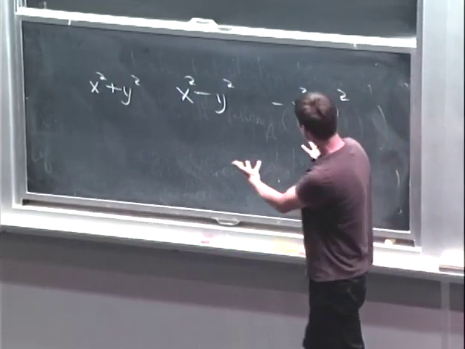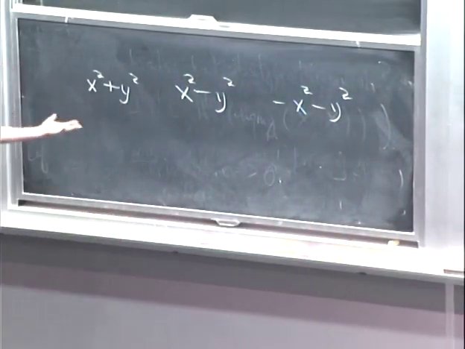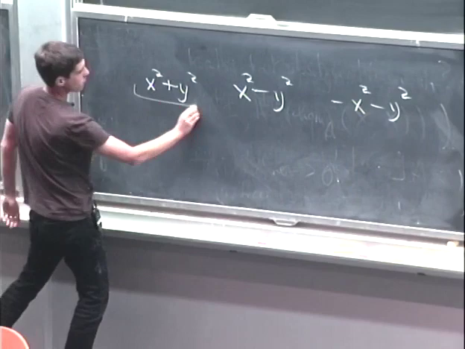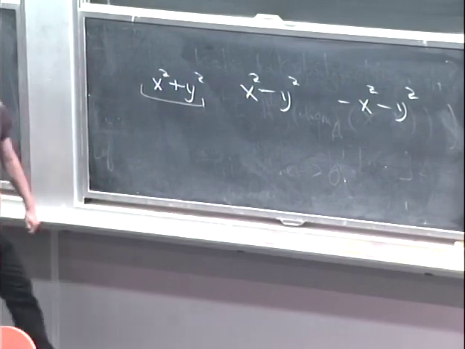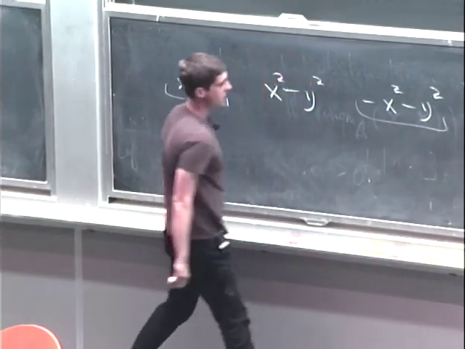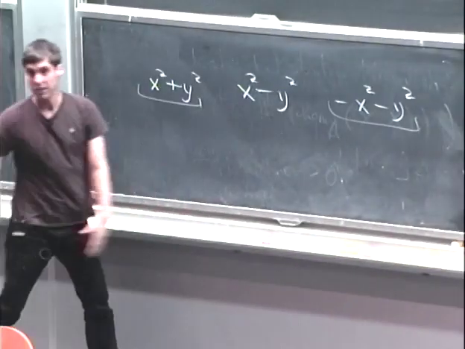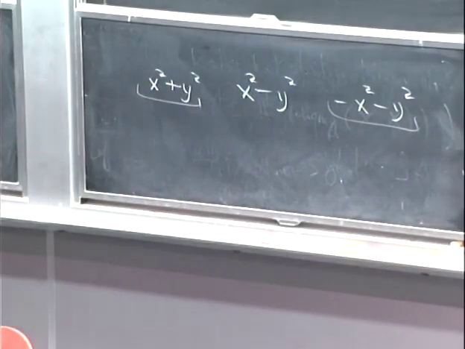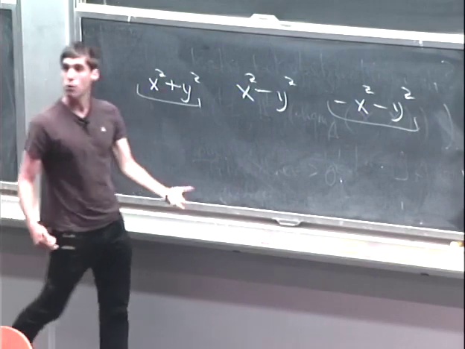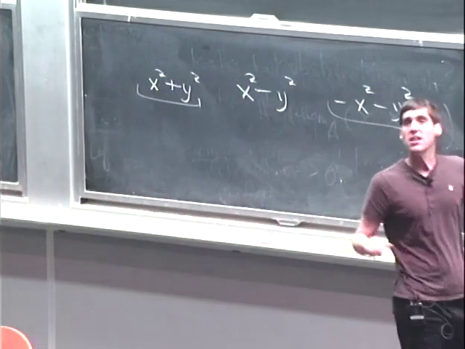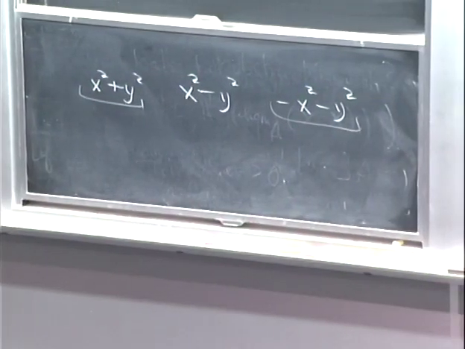But over the real numbers, they're not equivalent to each other because, for example, this quadratic form here is positive definite. This quadratic form over here is negative definite. And this one in the middle is indefinite. It takes both positive and negative values. So these can't possibly be equivalent over the real numbers. And in particular, they can't possibly be equivalent over the integers.